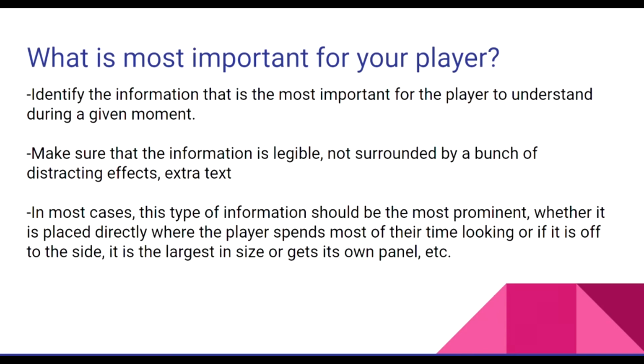And in most cases, a rule of thumb is if information is supposed to be the most important, it should be the most prominent on the screen, either directly where the player is looking or in a larger text or a specific color that's not used much on the screen or gets its own panel that is not surrounded tightly by a bunch of other information. That's the thing that you want to set aside as your most important piece of information.